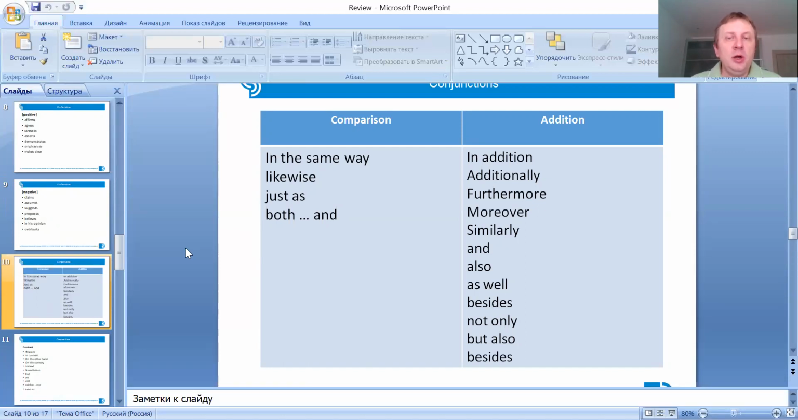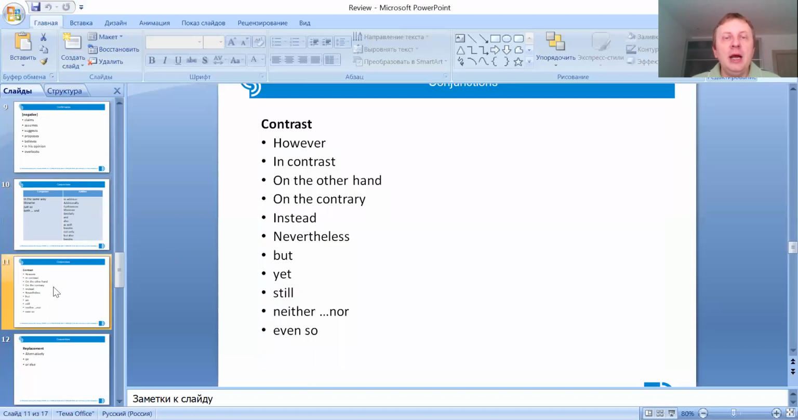Addition. You usually use these words to add some more information. In addition, the writer states that additionally, the book tells us about, and so on. Furthermore, moreover, similarly, and also, as well, besides, not only, but also, and so on and so forth. Sorry, I have used besides twice. So you can use these conjunctions in your reviews when you create your review.